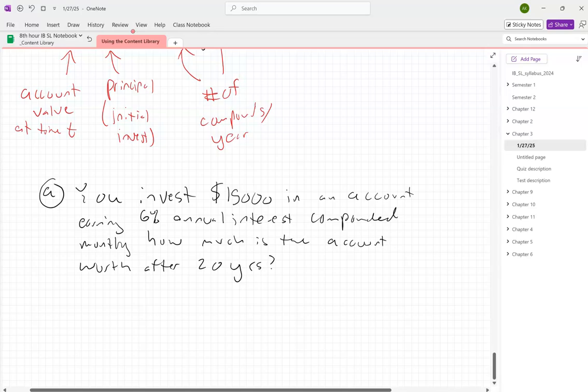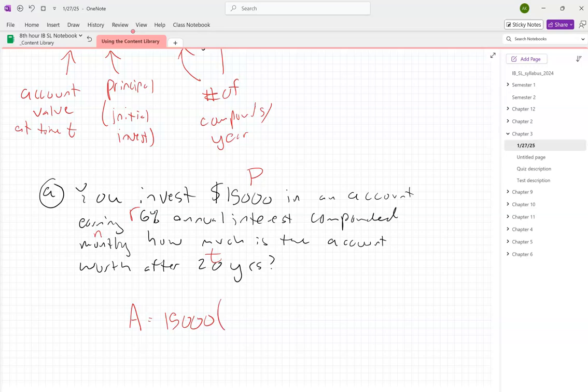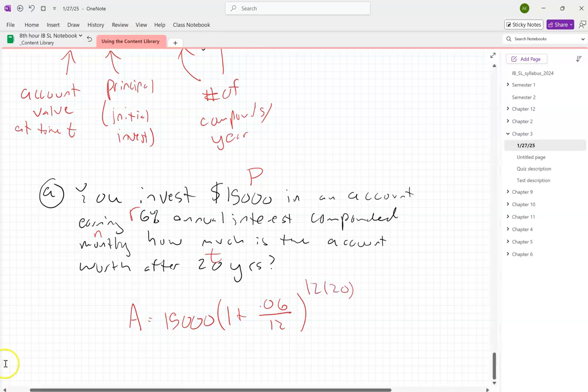So we'll just say, okay, this is my principal. That's my interest rate. Compounded monthly, that's my N is 12. 20 is my T. So A is 15,000 times 1 plus 0.06 over 12 to the 12 times 20. So it just goes into my calculator.